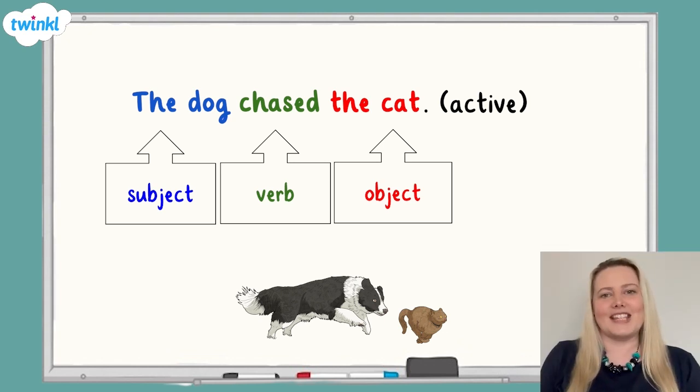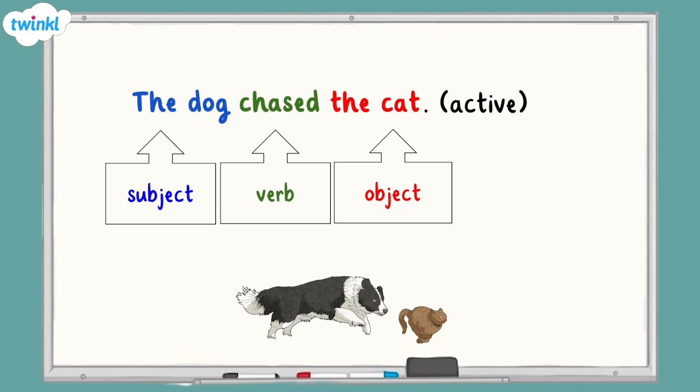In a passive sentence, the thing that would usually be the object becomes the subject through the use of the passive form of the verb. The passive voice uses a form of the verb to be and the past participle of the main verb. Often the word by or a similar preposition is added to form a prepositional phrase.